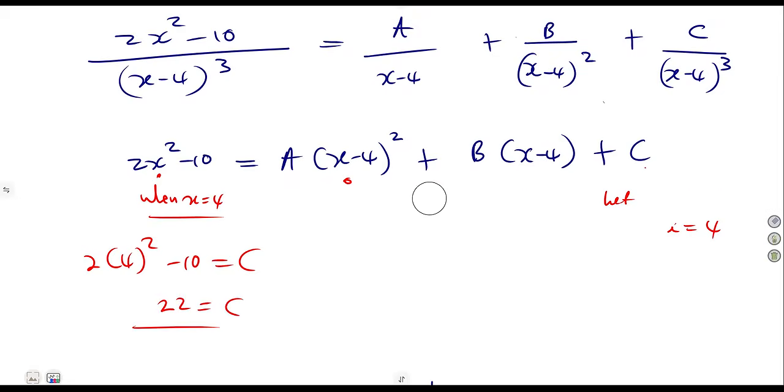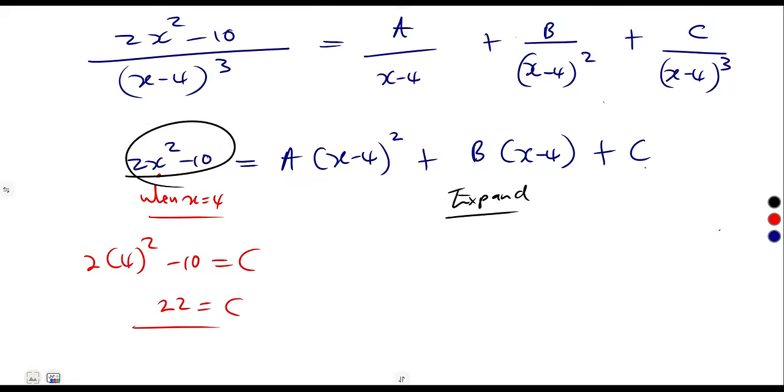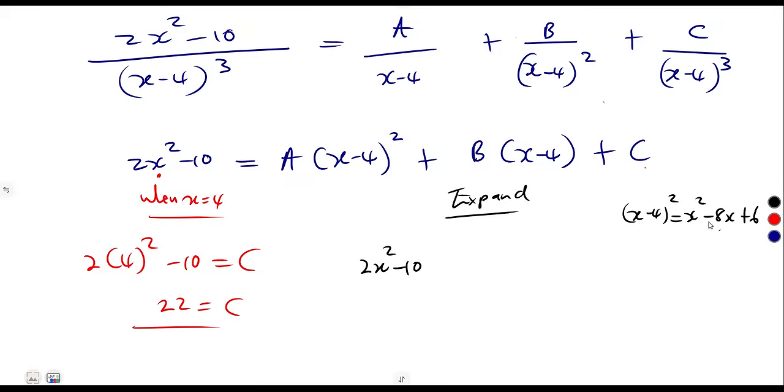So we are done. We cannot equate any bracket. It's only one bracket that is the same. So what you can do is now expand these, all right? Expanding the left-hand side is going to be 2x squared minus 10. Expand here, (x minus 4) squared, guys. Please expand it properly. You are going to obtain something like this with a 16 here.